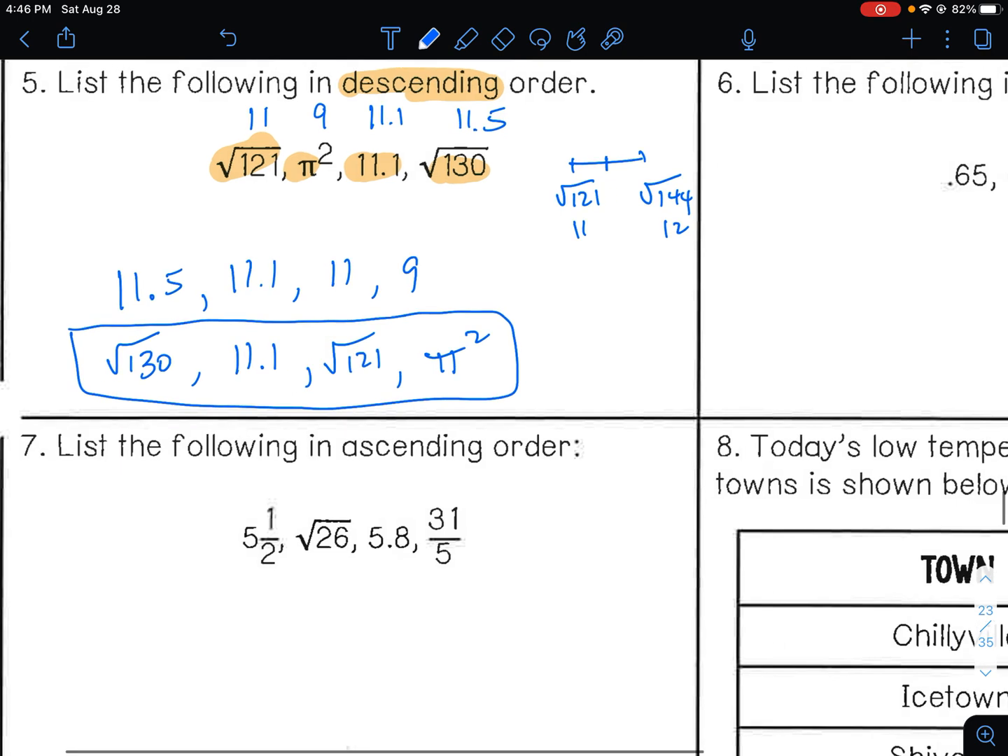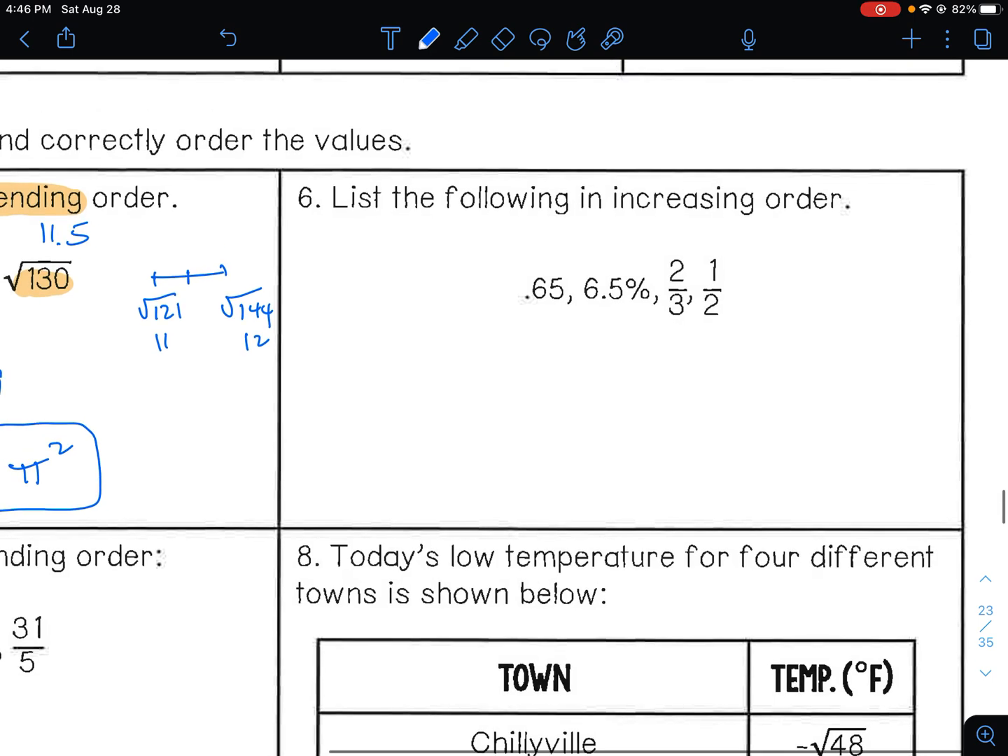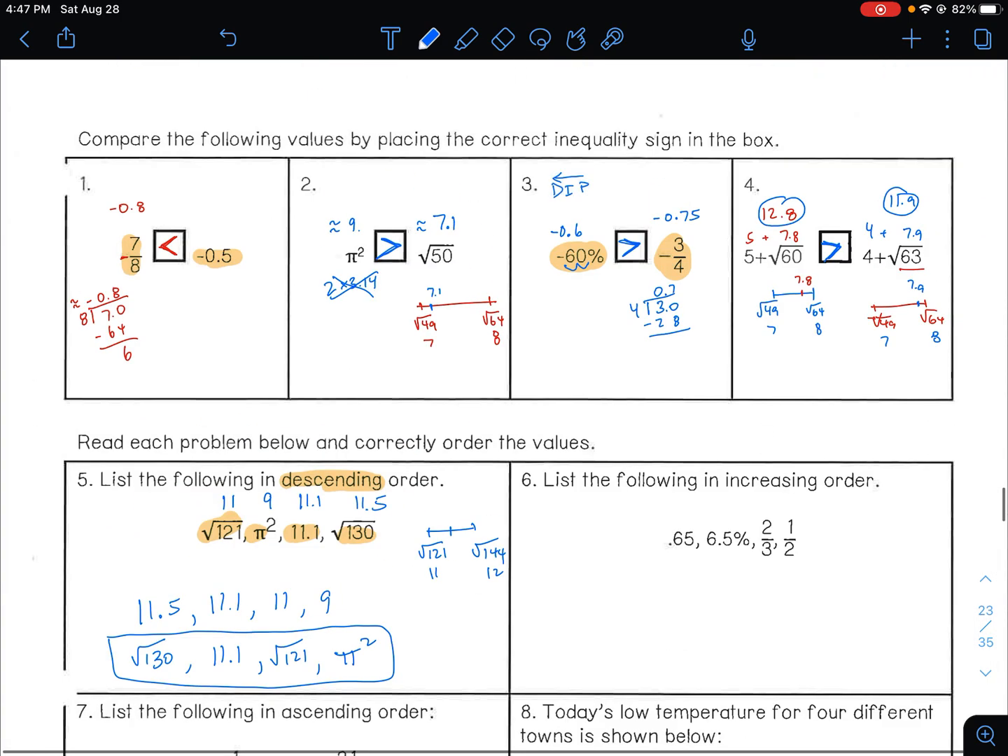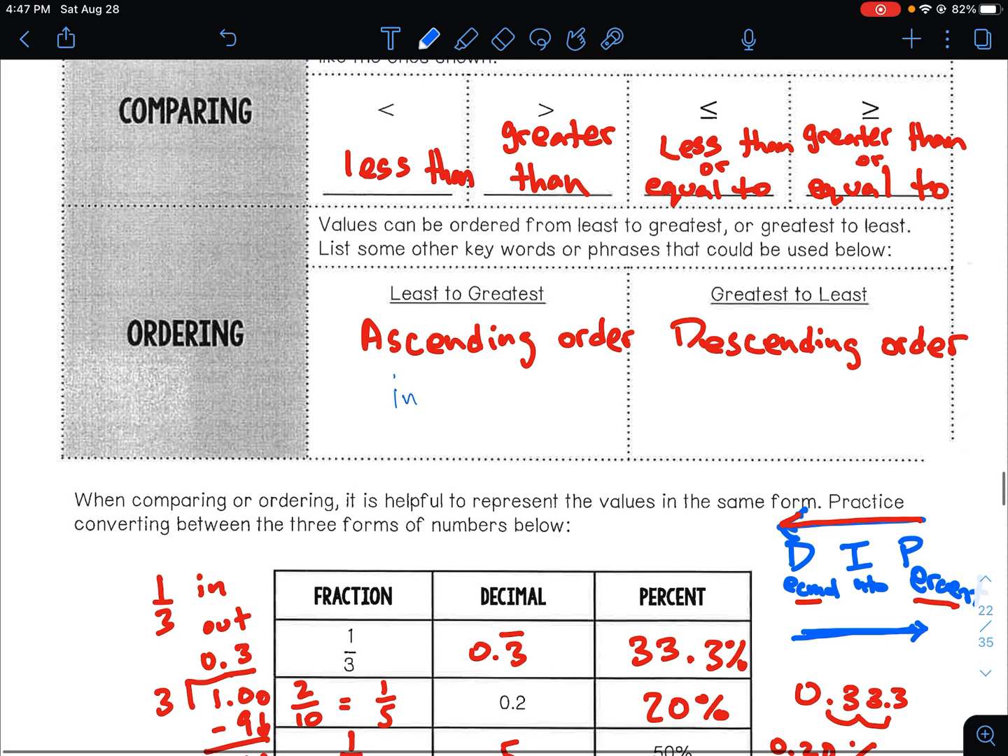Let's check out number 6. We got 2 more questions. So list the following in increasing order. Increasing meaning smallest to biggest. Should have written that down. Increasing order. Actually, probably still can right now. Increasing and decreasing.